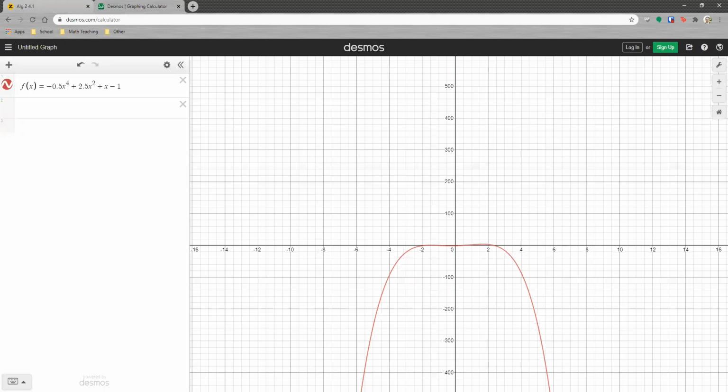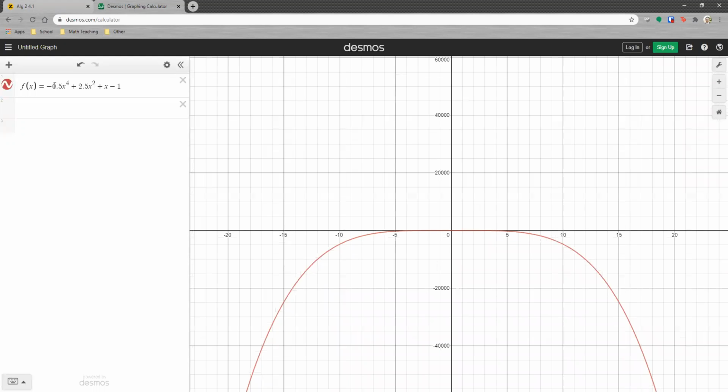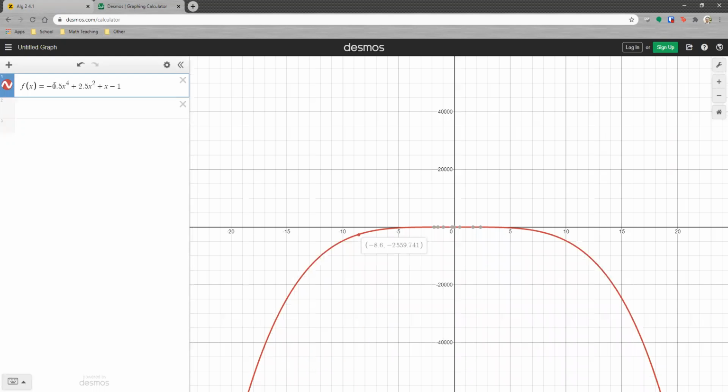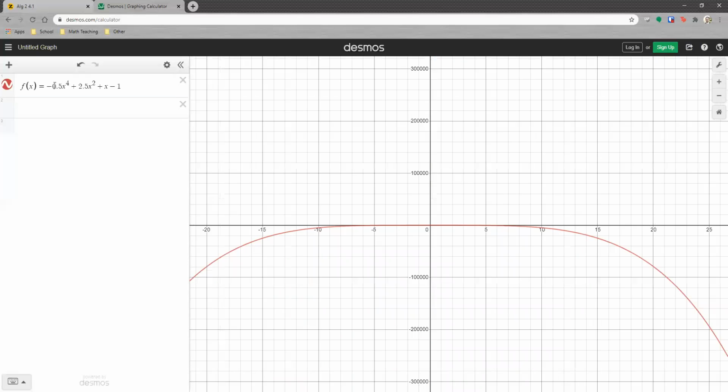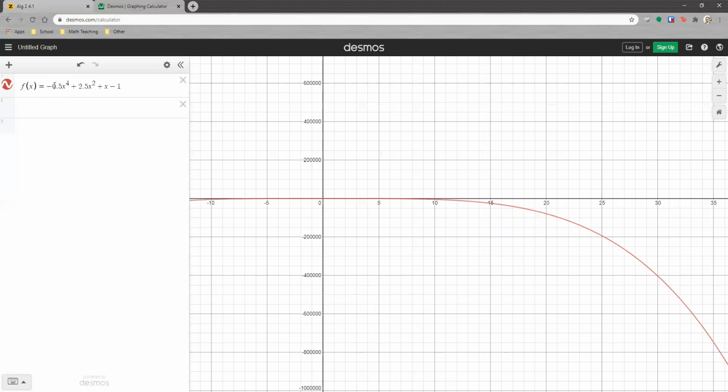I'm going to try to zoom this vertically only. As my x values get larger and larger to the left, they go more and more negative, and my y values go down, down, down. As I move away from the origin to the right towards positive infinity, my f of x values go down, down, down. I can zoom this out as much as I want, and you can see that it gets wider and wider. The y values get very negative very quickly.